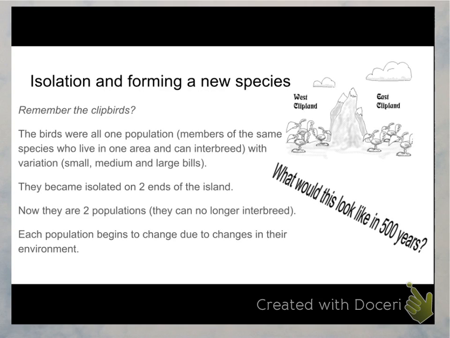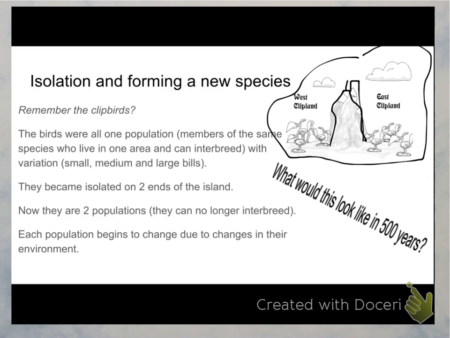Let's think about what isolation means. Do you remember doing the clipbirds? Okay. So when we started off clipbirds, we had one species, one population. Remember, a population is all the members of a single species who live in a single area and can reproduce together. And then something happened on the island. What happened? We had a volcanic eruption or something, and a big mountain chain grew up in the middle of the island. So now the birds on the west couldn't get to the birds on the east, and vice versa. They were isolated from one another.